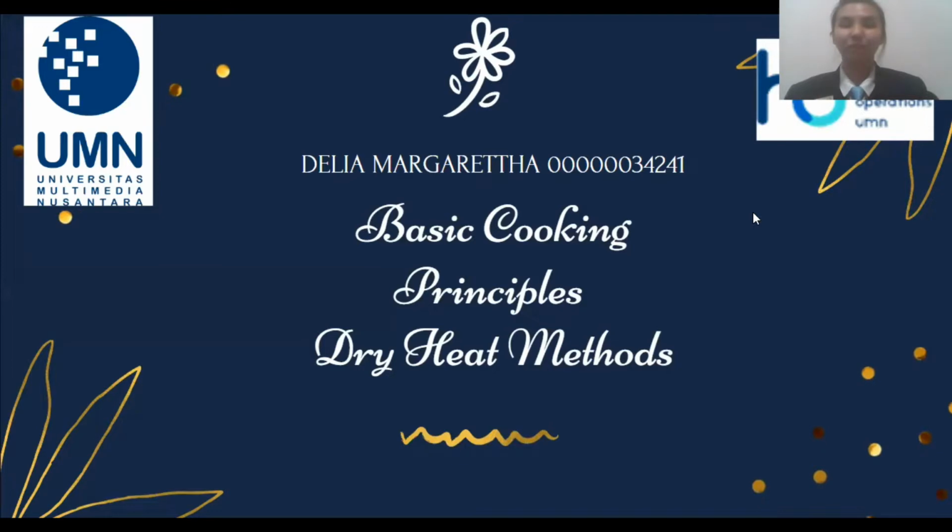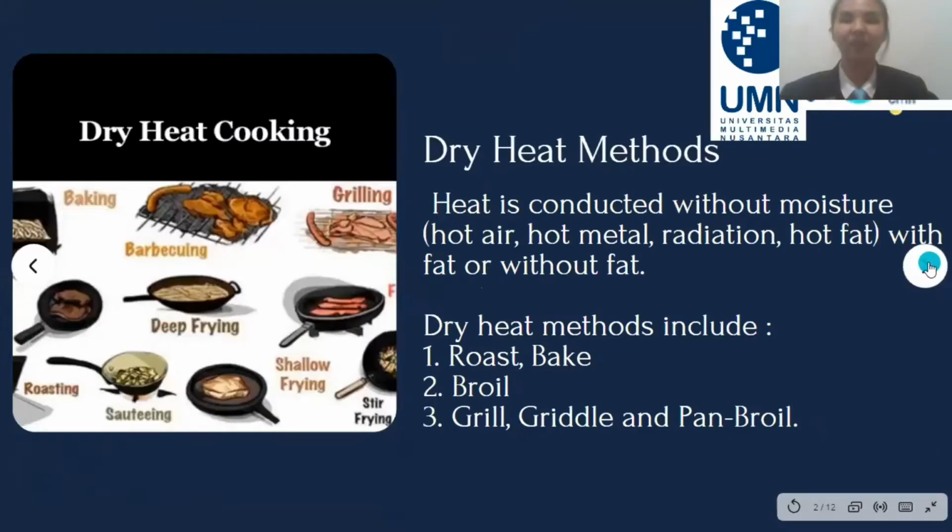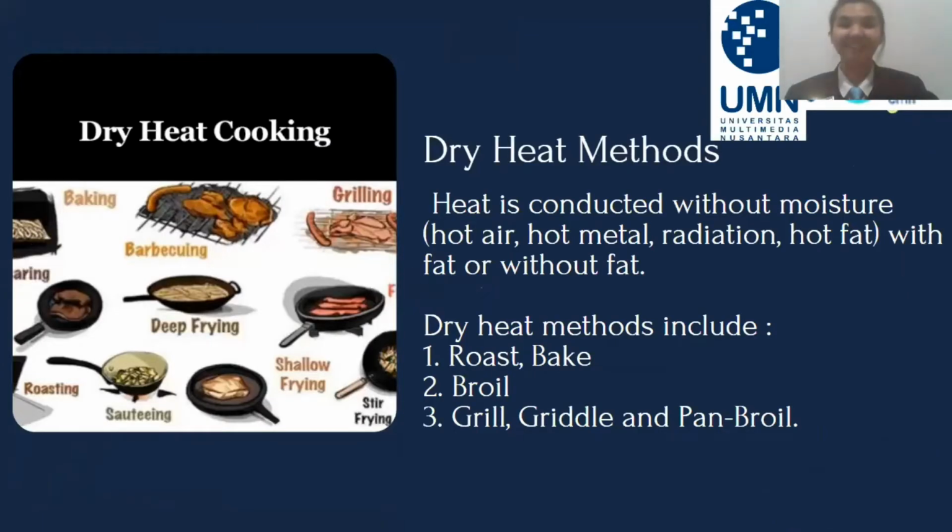Today I want to explain and present about basic cooking principles: dry heat methods. Dry heat methods are conducted without moisture, using hot air, hot metal, radiation, or hot fat, with fat or without fat. Dry heat methods include roast, bake, broil, grill, griddle, and pan broil.